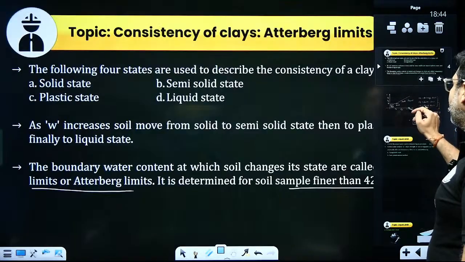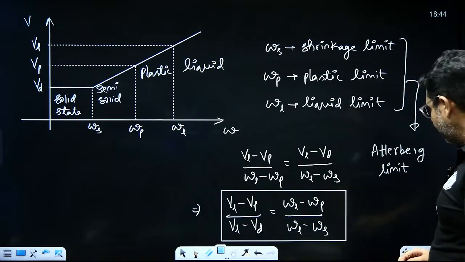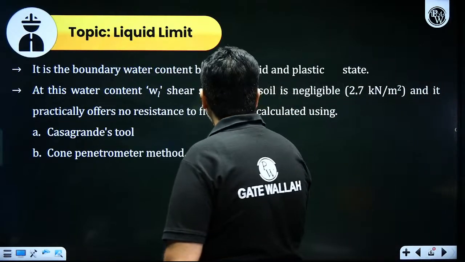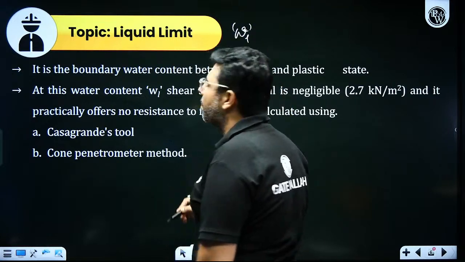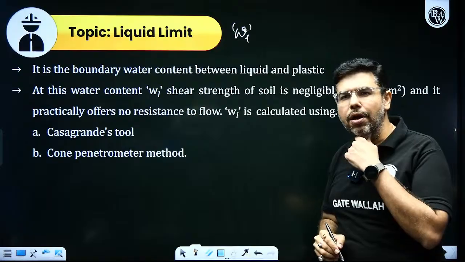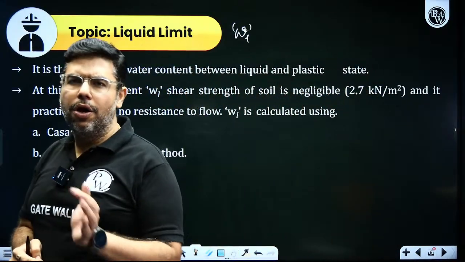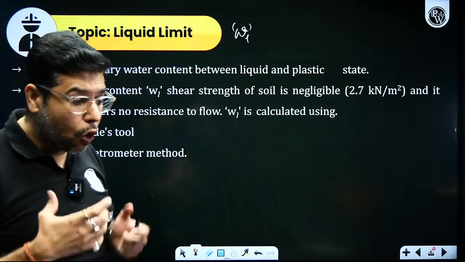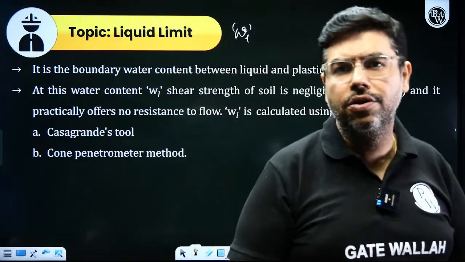Now, first I will talk about the liquid limit. Today we will talk about liquid limit in detail. So, what is liquid limit? Represented by a symbol WL. Liquid limit is the boundary moisture content between the liquid state and the plastic state. Beyond liquid limit, the soil will be in its liquid state, means it will lose all its shear strength. It will behave like a slurry in the liquid state.